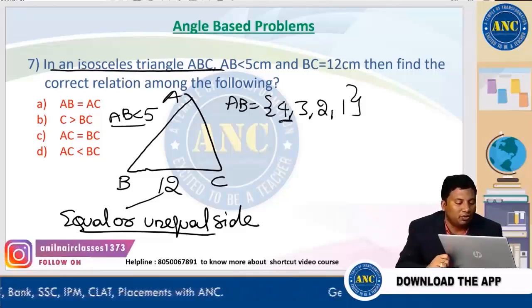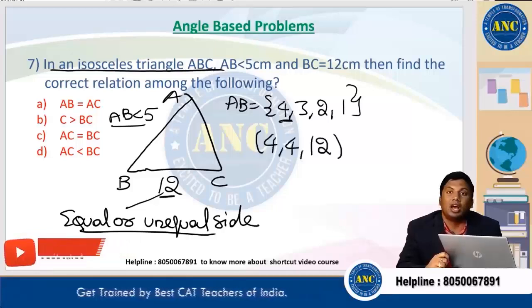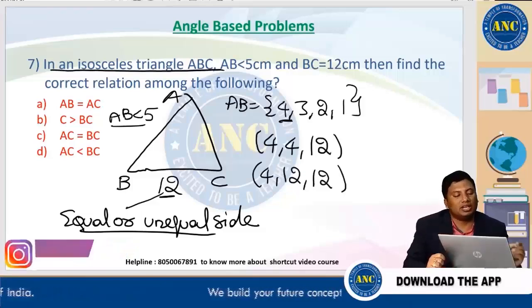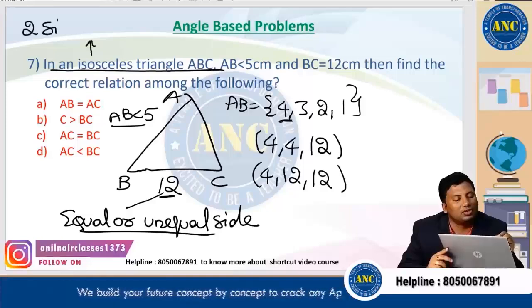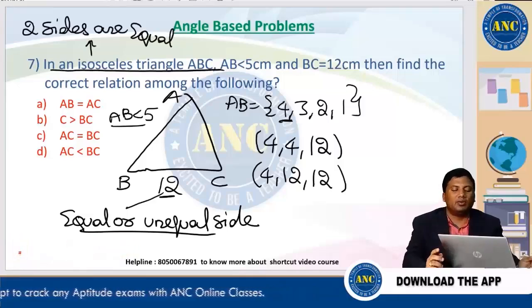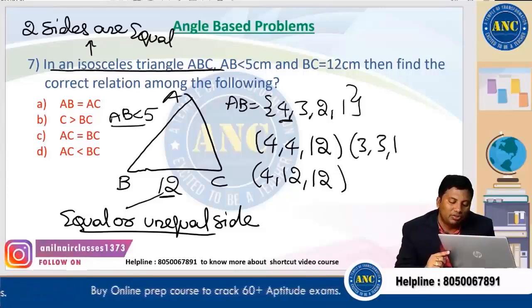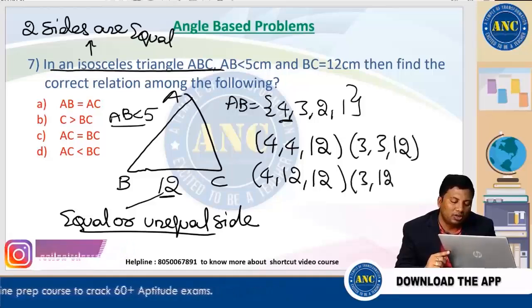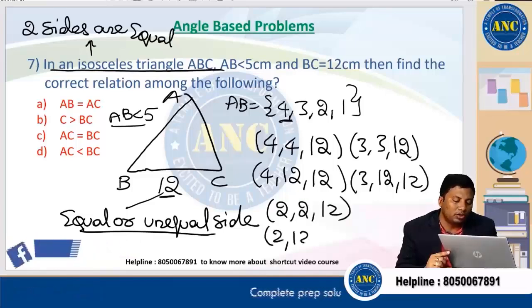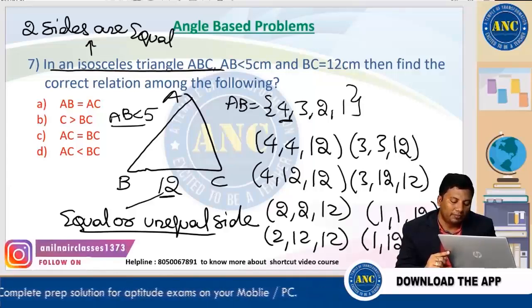That means if it is 4 with 12, 4 could be the equal side, so I will get two combinations: 4, 4, 12 or, with 12 as the equal side, 4, 12, 12. Are you all with me? Because in an isosceles triangle, two sides are equal. If it is 3, it will be 3, 3, 12 or 3, 12, 12. If it is 2, it could be 2, 2, 12 or 2, 12, 12. If it is 1, it could be 1, 1, 12 or 1, 12, 12.